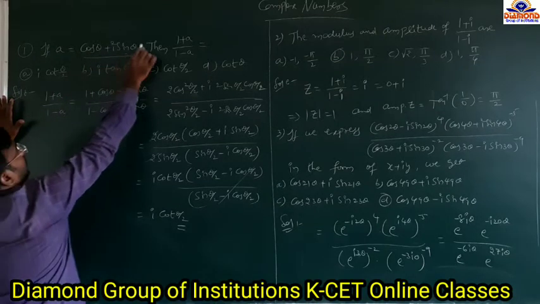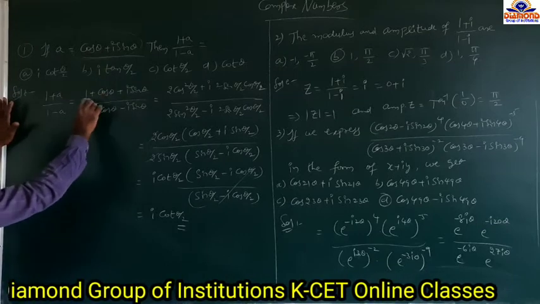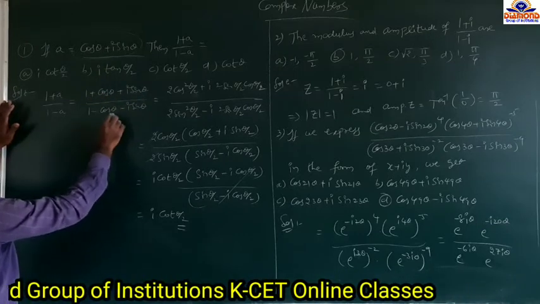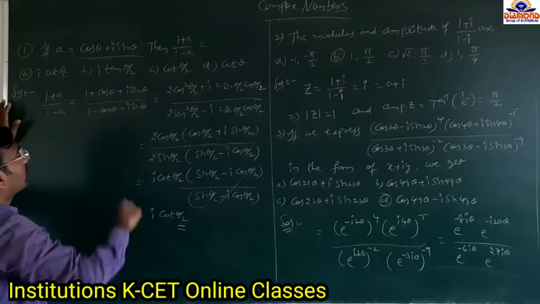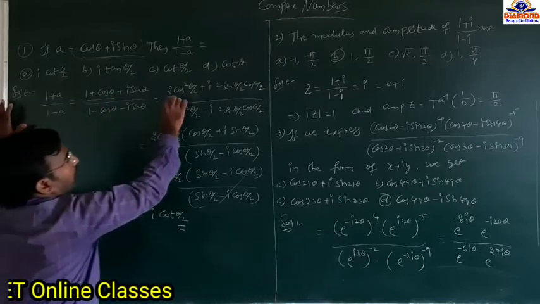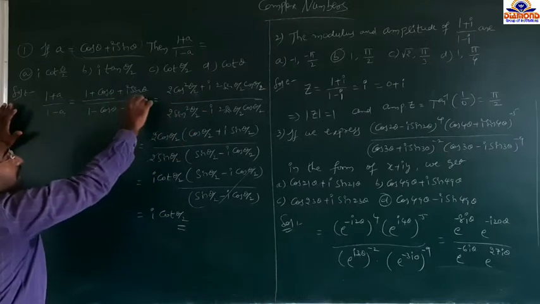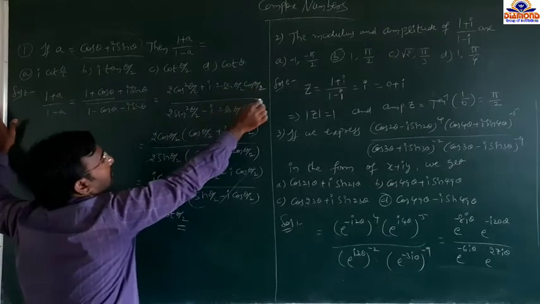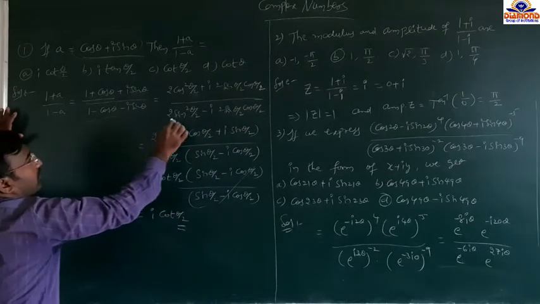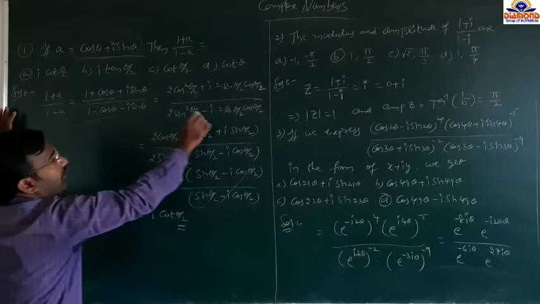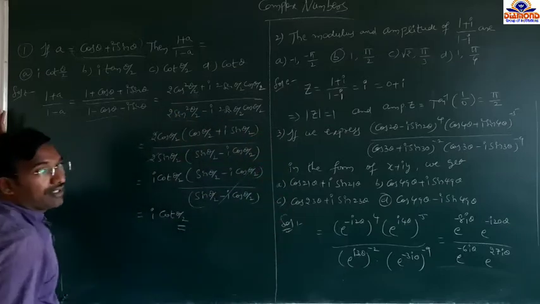A equal to cos theta plus i sin theta. Substitute here: 1 plus cos theta plus i sin theta by 1 minus cos theta minus i sin theta. You know the formula, 1 plus cos theta equal to what? 2 cos square theta by 2. Next, sin theta can be written as 2 sin theta by 2 cos theta by 2. 1 minus cos theta is 2 sin square theta by 2, and minus i sin theta is nothing but 2 sin theta by 2 cos theta by 2.